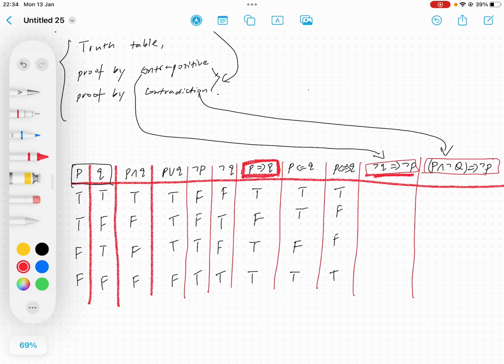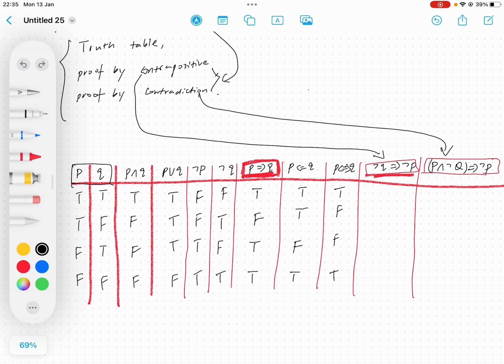We want to ask why this contrapositive is equivalent to the original proposition P implies Q. That is the key question here, and we're going to use this truth table to show that those are essentially equivalent. By definition, equivalence means that for each row, all those values are the same and match, then they are equivalent. Good. So let's fill this table for this column.